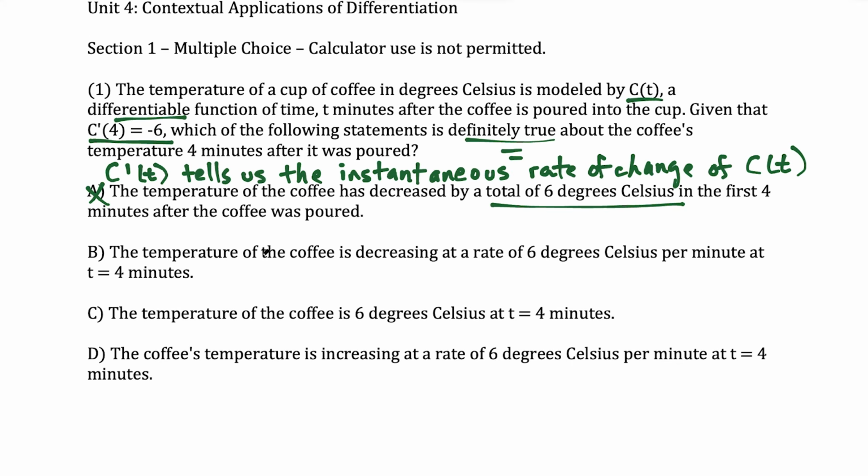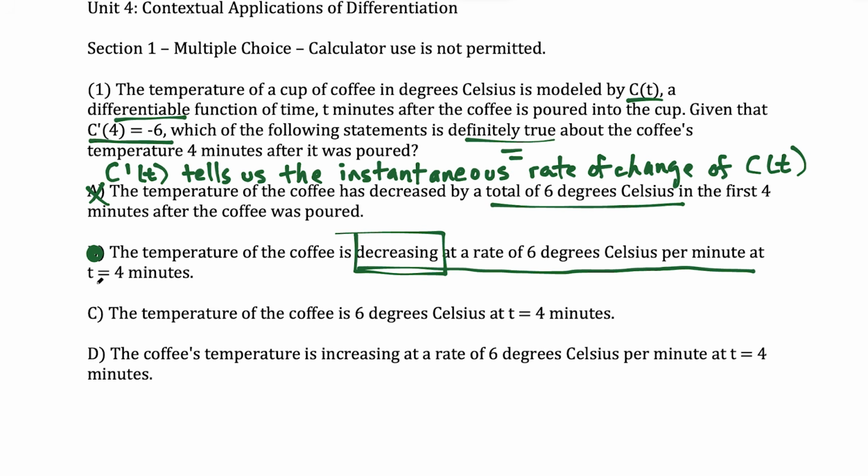If we look at choice B, the temperature of the coffee is decreasing at a rate of 6 degrees Celsius per minute at t equals 4 minutes. This answer choice is looking good. And this million-dollar phrase right here, we have that the temperature of the coffee is decreasing. And we know that the temperature of the coffee is decreasing because C prime of 4 is equal to -6. Anytime our derivative comes out negative, that means our function C of t in this case is decreasing. So that's how we know choice B is good.